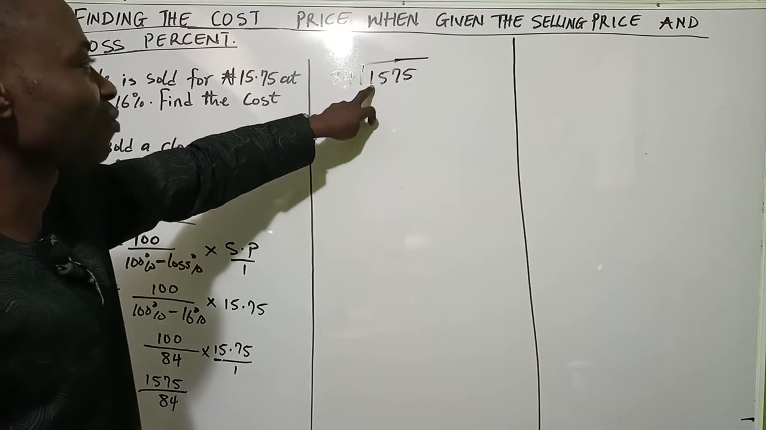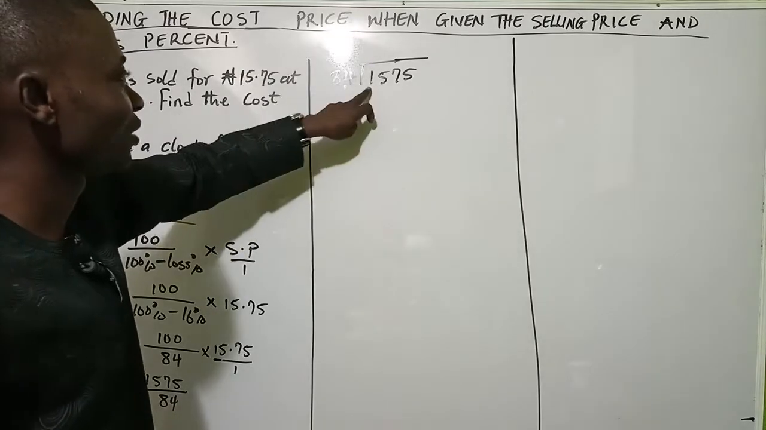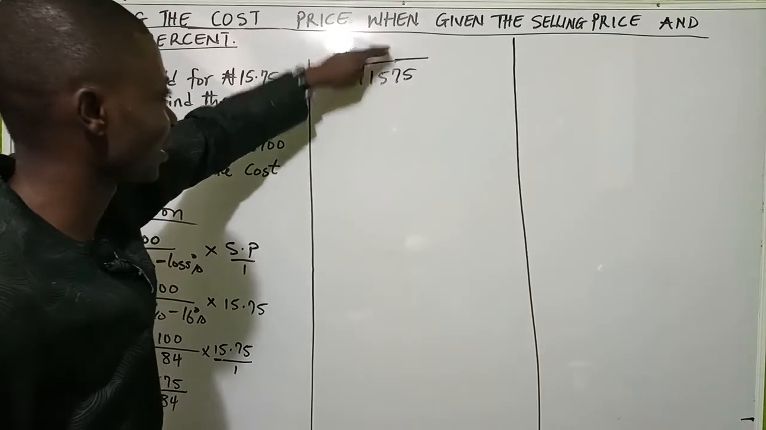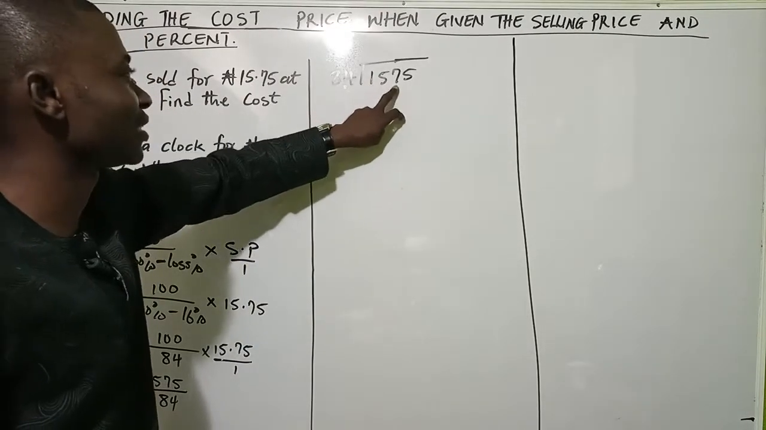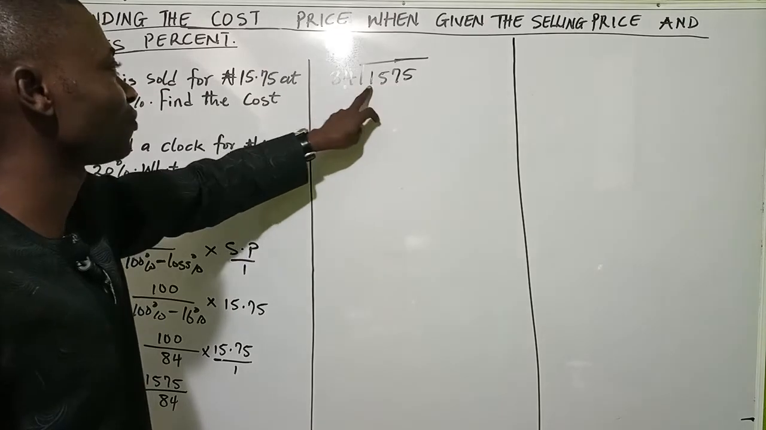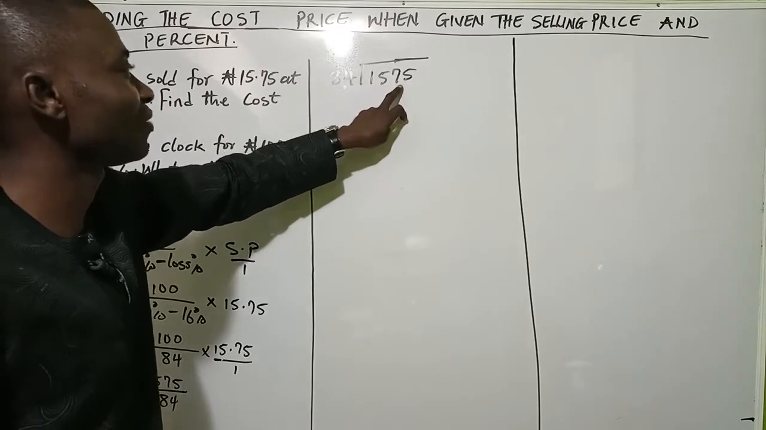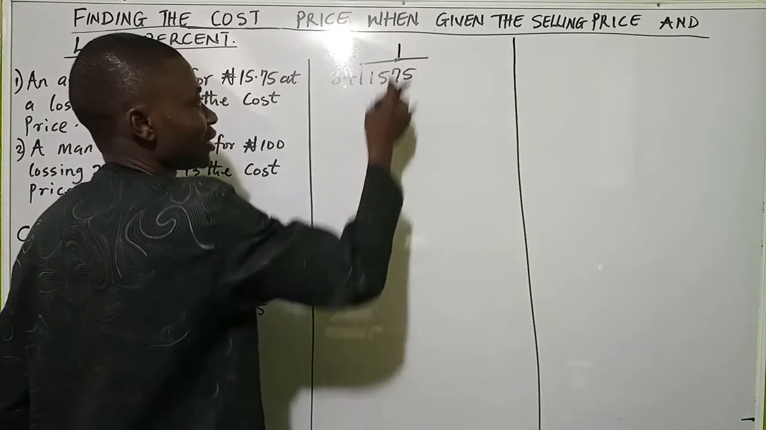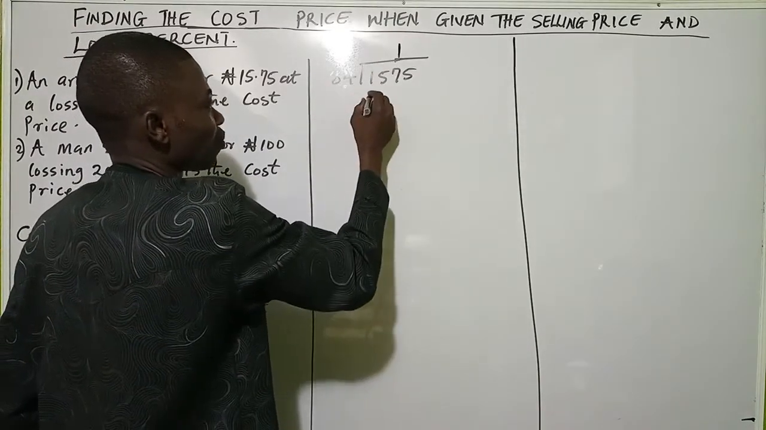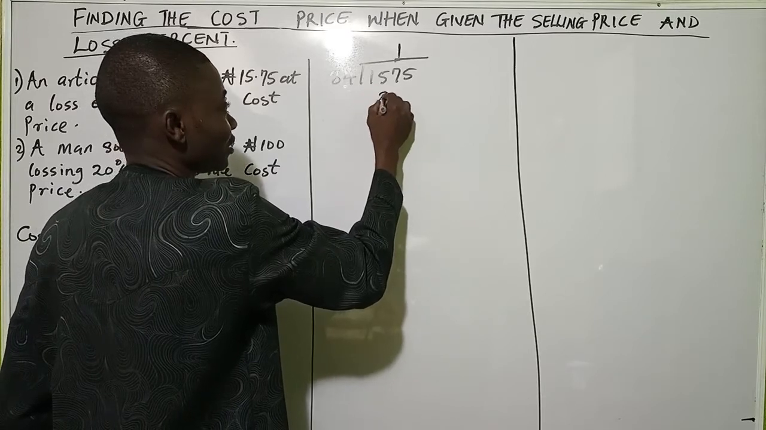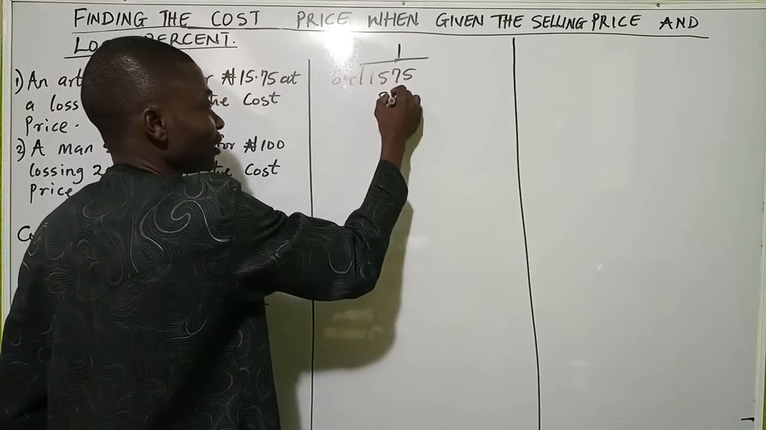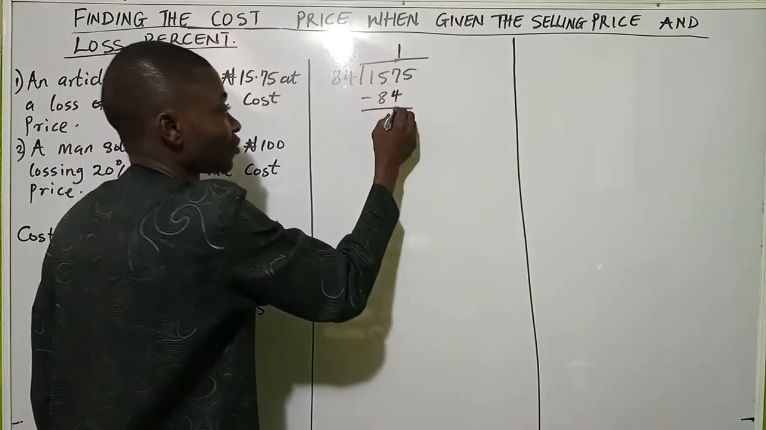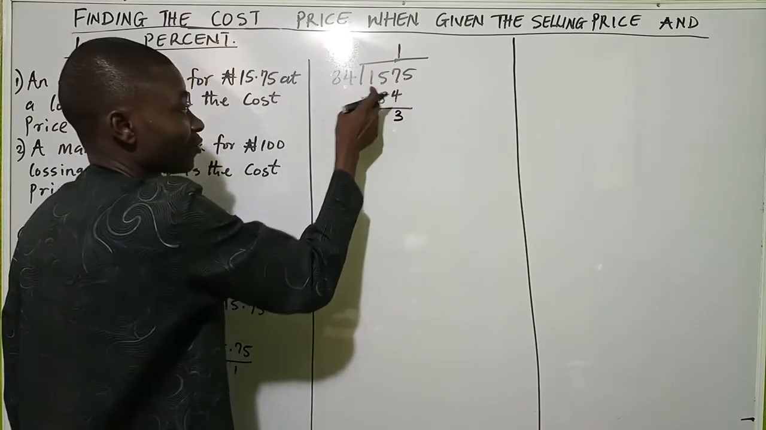How many 84 do you have in 1? It's not possible, it's 0. We take 1 and 5, 15. How many 84 do you have in 15? It's not possible, another 0. We'll now take 157. How many 84 do you have in 157? It is 1. So you put the 1 here. 1 times 84 is 84. So we subtract. 7 minus 4 is 3.